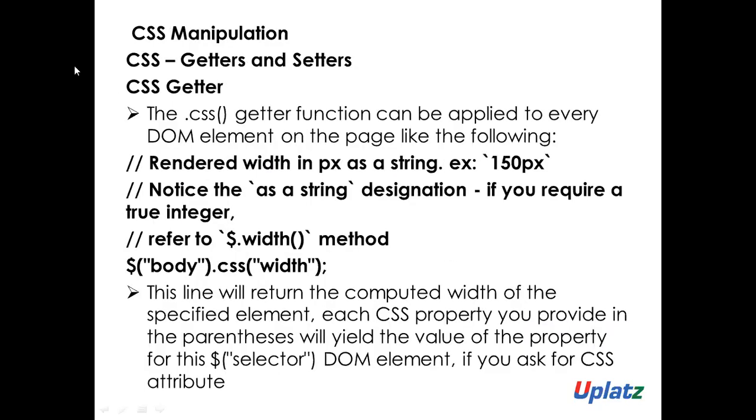Yeah. Next would be CSS manipulation, which is like getters and setters. So CSS also has a getter function applied to every DOM element. In order to render within px, you can make 150 px as a string. If you require a true integer, you need to refer to the width method. So body.css with width, what this line actually means is that it will return the computed width of the specified element, and each CSS property you provide in the parentheses will yield the value of that particular property for the selector DOM.